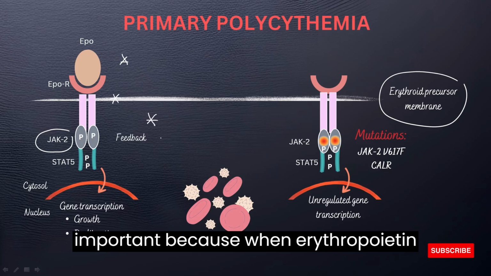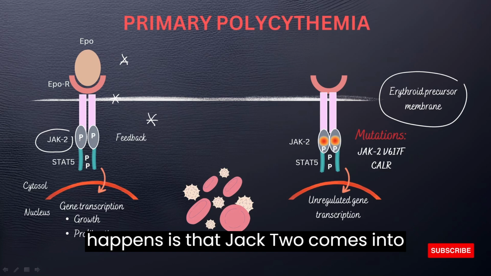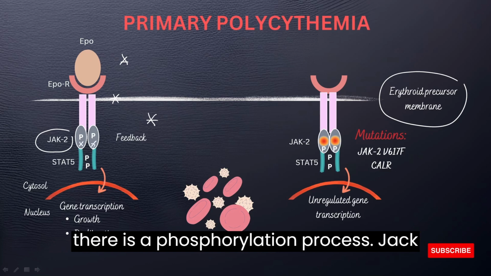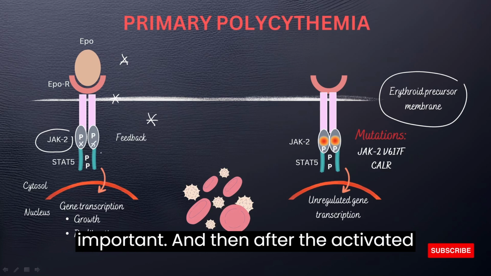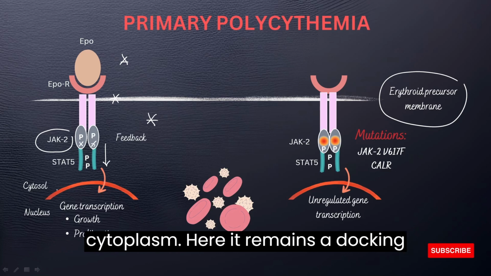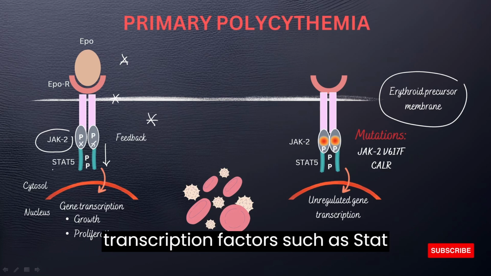It's very important because when erythropoietin binds to erythropoietin receptor, what happens is that JAK2 comes into close proximity with each other, and there is a phosphorylation process. JAK2 gets phosphorylated. Now, this is important. And then after the activated mode, there is phosphorylation downstream to the distal part of the cytosol or the cytoplasm. Here, it remains a docking site because there are other transcription factors such as STAT5.